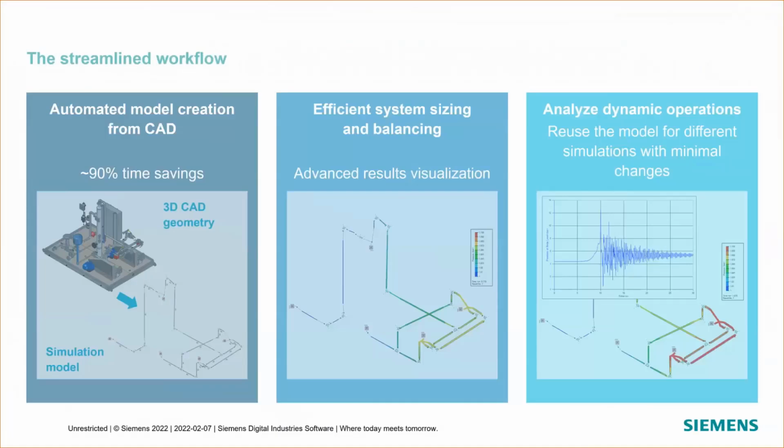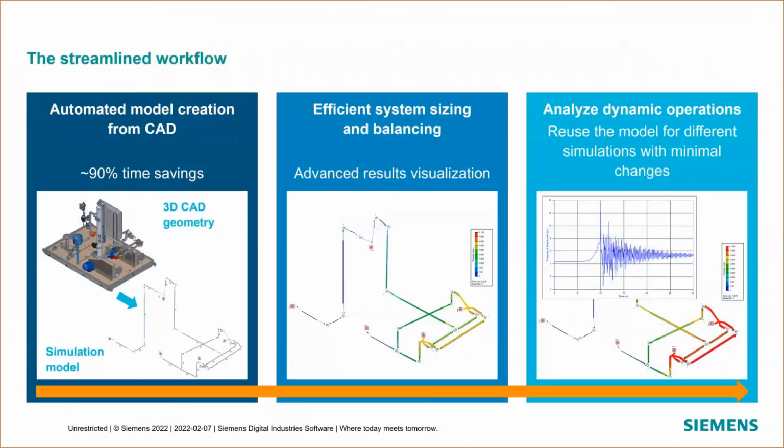So just to go over that again, by going from the automated extraction from the CAD geometry to the efficient steady state sizing and balancing through to the dynamic operations with a single model, we can very quickly build a system and understand how it's going to behave. We're now going to take a look at some customer examples.